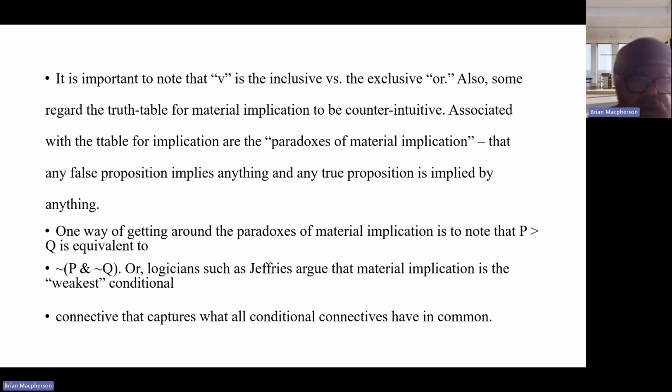For example, Jeffries, in his book on logic, argues that material implication is the weakest conditional. But in any case, it doesn't really matter, all right? Just take it on faith if necessary that if P is true and Q is false, P then Q is false.